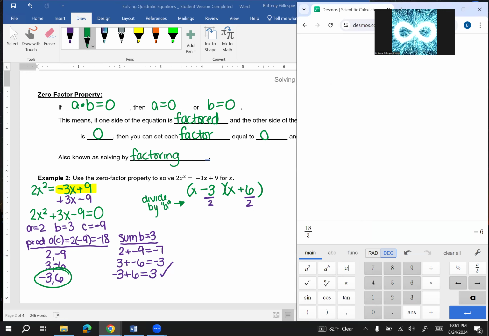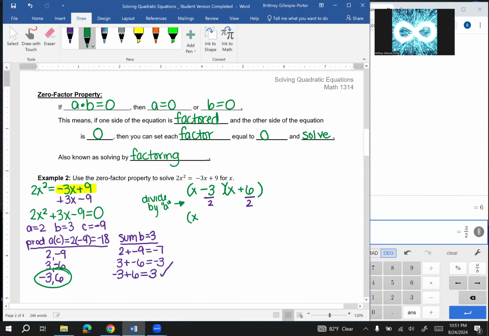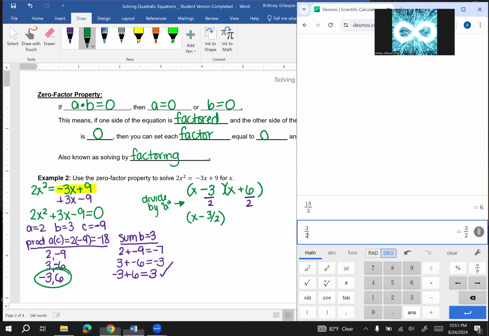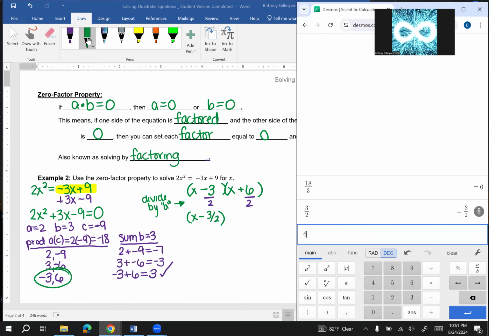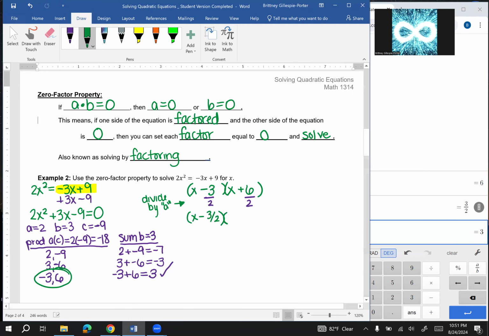Simplify our fractions. When we take 3 divided by 2, it gets us a decimal, and 3 over 2 doesn't reduce. So I'm going to leave my 3 over 2 alone. When I take 6 divided by 2, I get 3, which is a nice whole number, not a fraction.